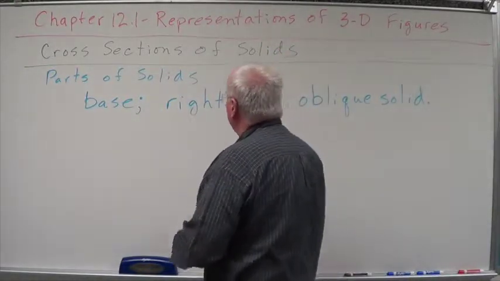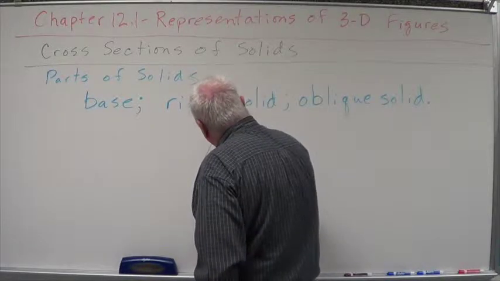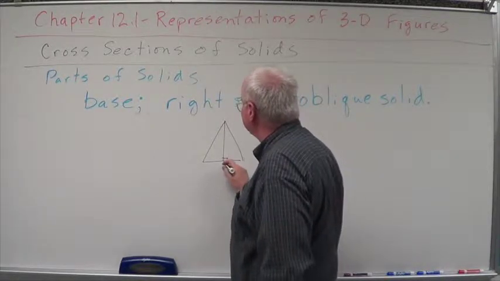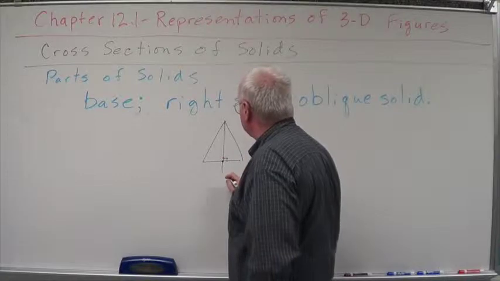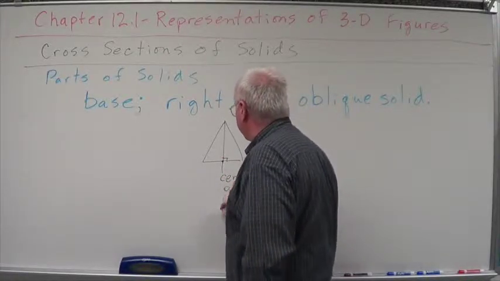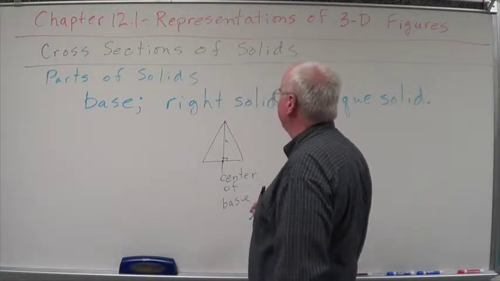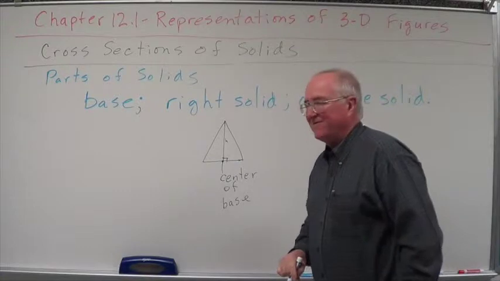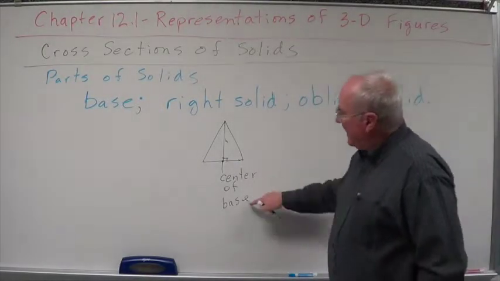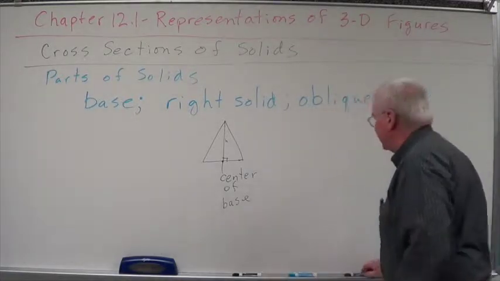So if we were to draw that, the right solid looks like this, and it's directly perpendicular to that, and this is the center of the base. And this height is perpendicular to it. When that is, we call it a right solid. Now let's talk a little bit about oblique solids.